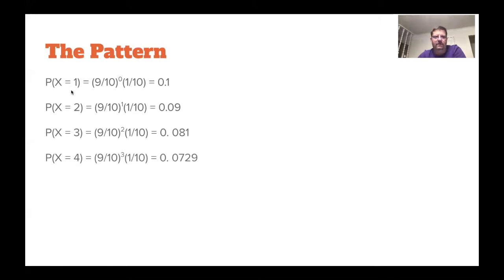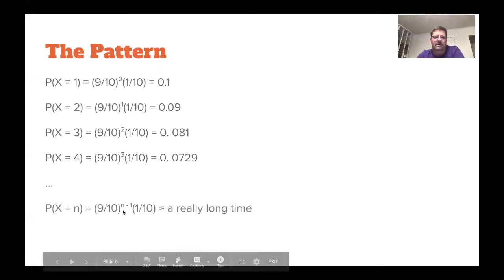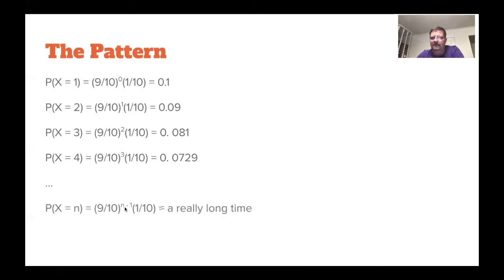This exponent is one less than the number that I would occur, because I'm going to miss all of the ones up to the one I make, right? So I make the first one. I didn't have to take any misses. Here, I miss one and then make it. Here I miss 2, then make it. Here I miss 3, then make it, and so on. So I keep going. I'm going to miss the number one less than the number, and then make it on the last one. And that could be a really long time.